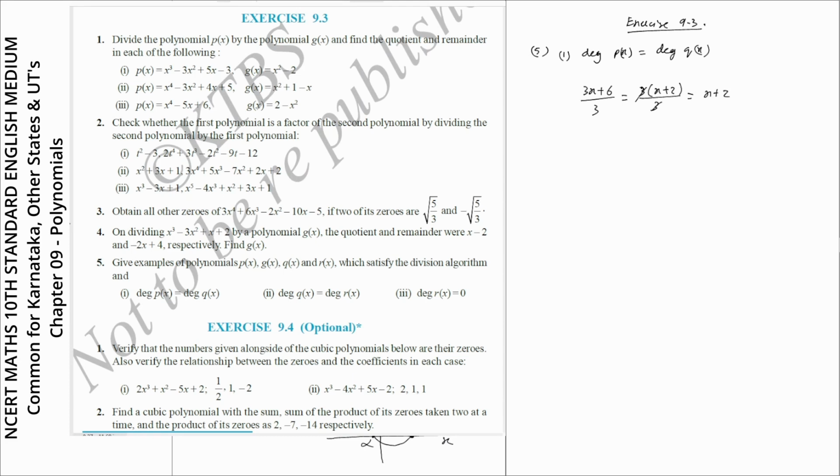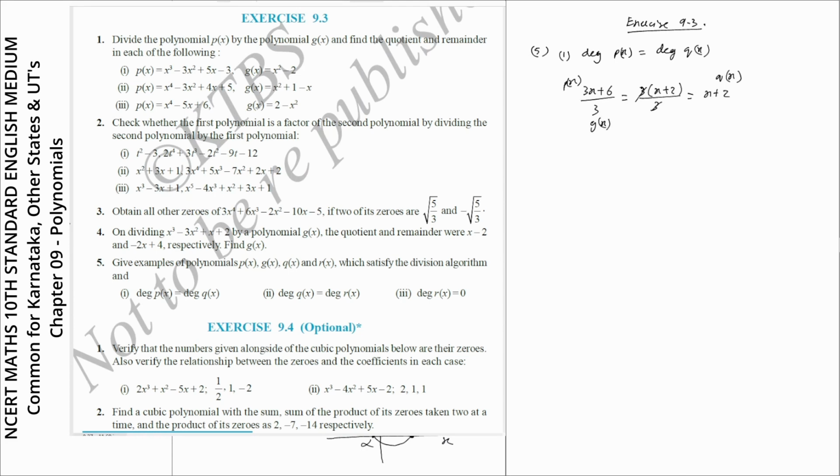Now 3x plus 6 is nothing but p of x. Okay, and x plus 2 is nothing but q of x, the quotient. Now you can see in both p of x and q of x the degree is same. The highest power of x is 1. Okay, and 3 here is nothing but g of x. Okay, g of x.